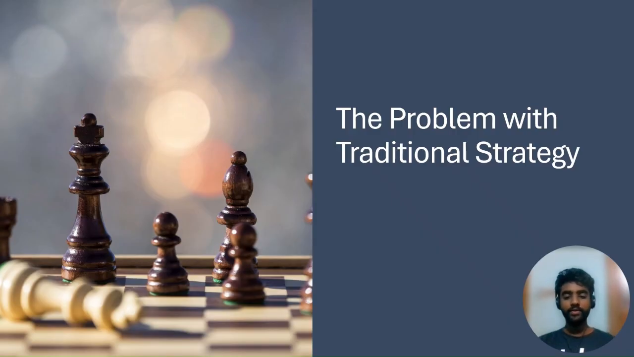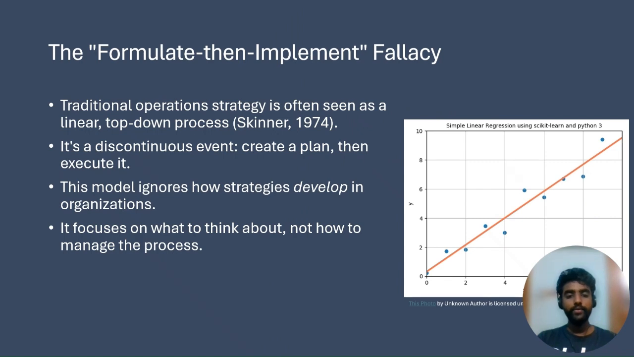So let's begin this presentation by talking about the problems of traditional strategy. The formulate then implement fallacy. We could call traditional strategy by this name because traditional operation strategy is often seen as a linear top-down process. It's a discontinuous event. It first creates a plan, then executes it.